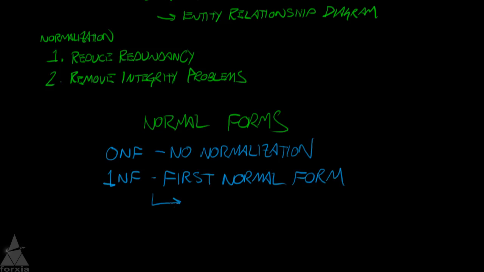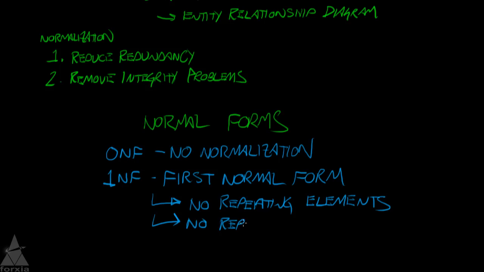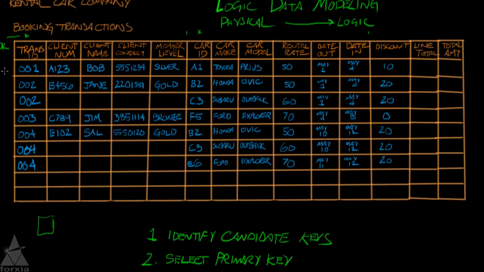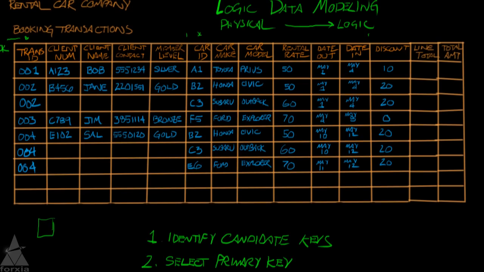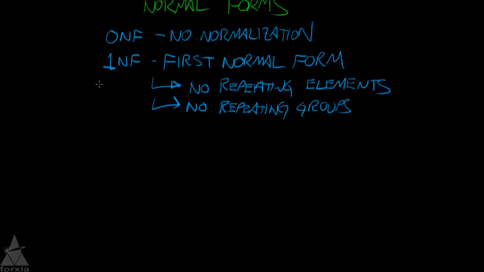And what's the rule with first normal form? A table is in first normal form if it has no repeating elements. Also, if it has no repeating groups. So let's take a look at our table above. If we're looking at the primary key as transaction ID, we definitely see that we have repeating elements in there. So immediately this table fails the first normal form. It's not in first normal form, so we'll have to do some normalization to it to get it to that form. Let's just go ahead and take a look at the other types of normal forms.